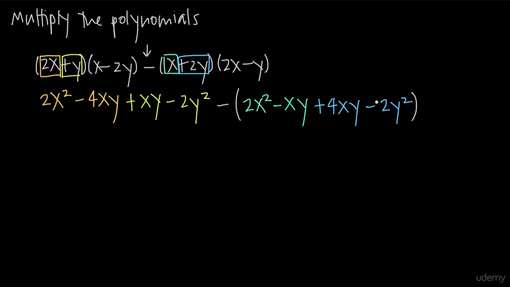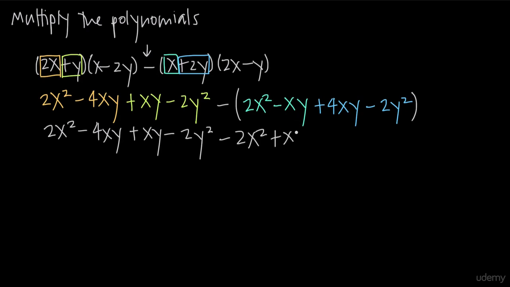Now it's just going to be a matter of simplifying. We're going to distribute this negative sign. We're also going to collect like terms. So here we're going to say 2x squared minus 4xy plus xy minus 2y squared. Keep that the same. Let's distribute our negative sign. So this is basically a negative 1 here. Negative 1 times 2x squared is a negative 2x squared. Negative 1 times a negative xy, those negative signs will cancel and become a positive, and we'll get positive xy.